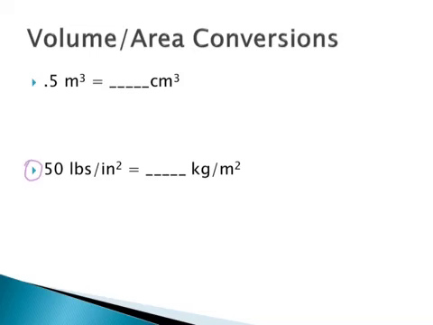Okay? And I'm going to show you the long way to do it. There's also a shorter way, but I'll let you figure that out on your own. The first example here is going from 0.5 cubic meters, or meters cubed, to centimeters cubed. This may look like a simple conversion from meters to centimeters. However, the cubed changes the problem slightly.